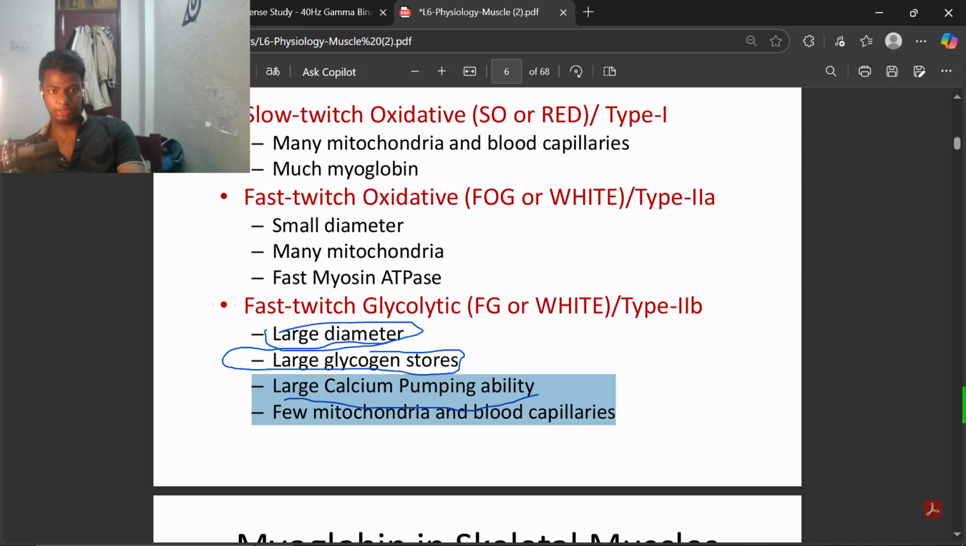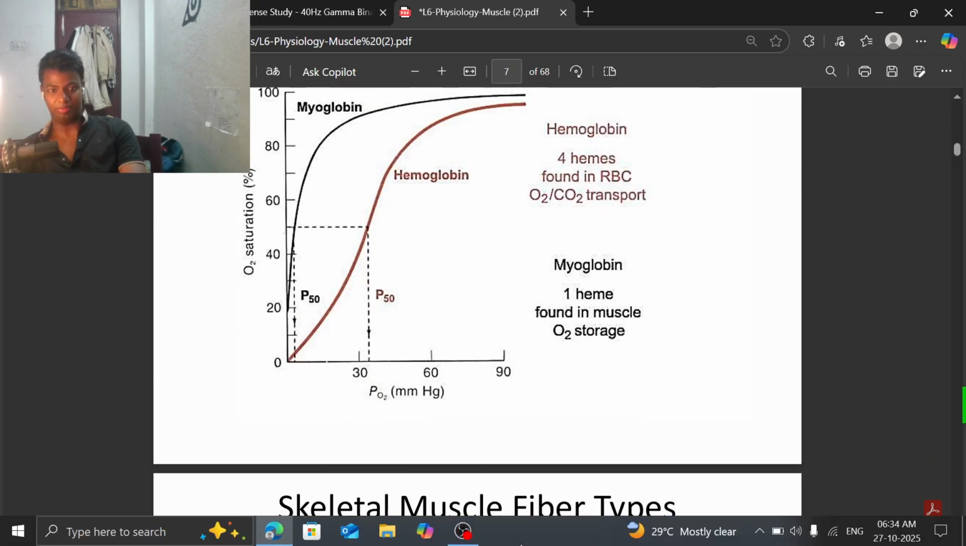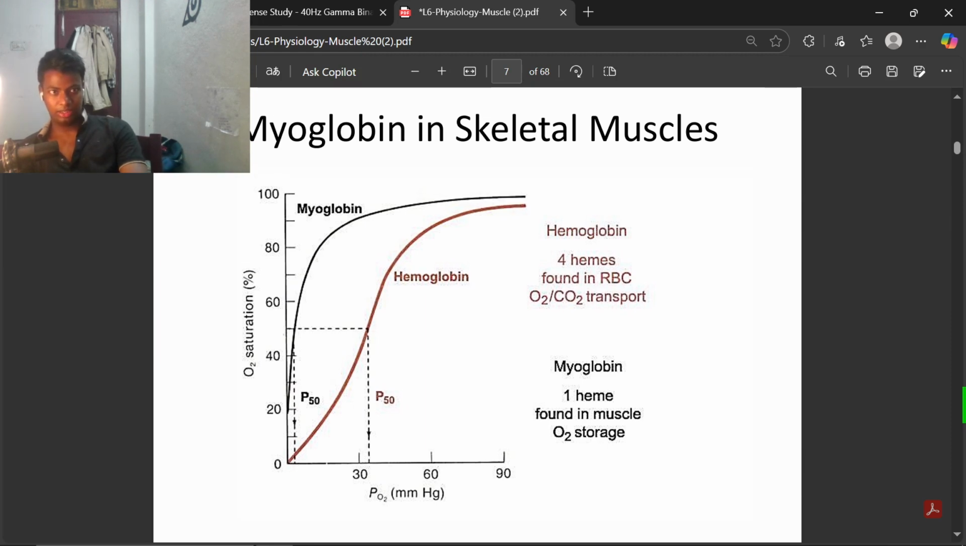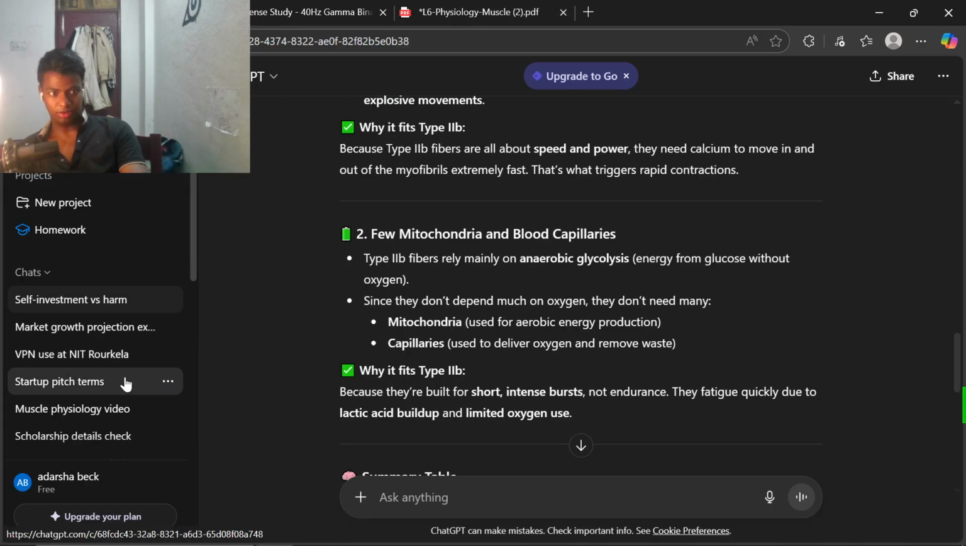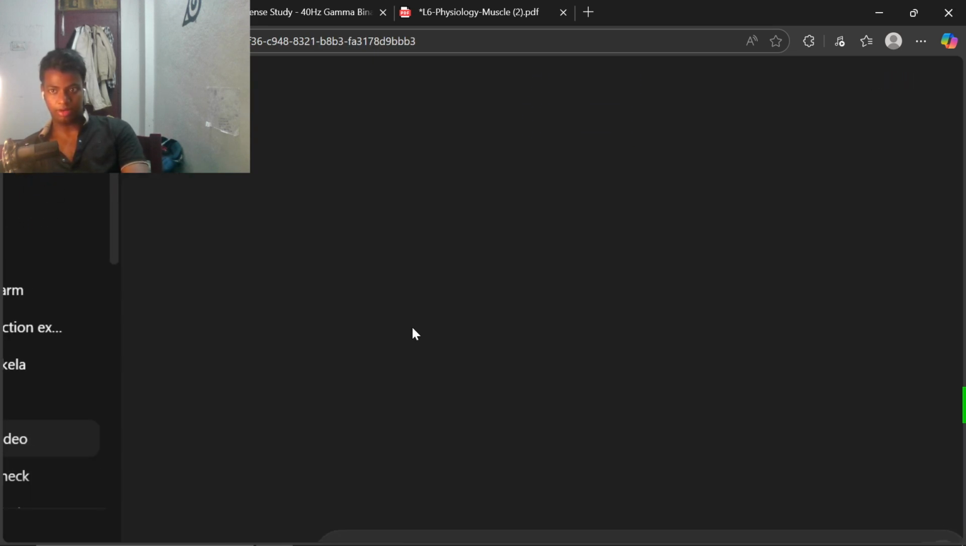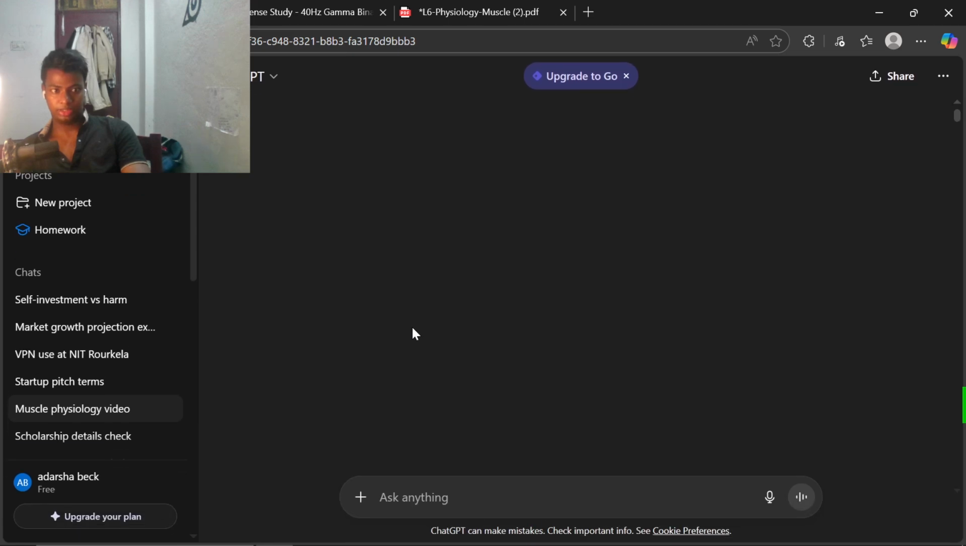Lactic acid buildup. See, the lactic acid buildup is a very big problem. Yeah. And to understand this graph is very important. Myoglobin versus hemoglobin. Let's ask ChatGPT to understand this graph, which I've already asked.